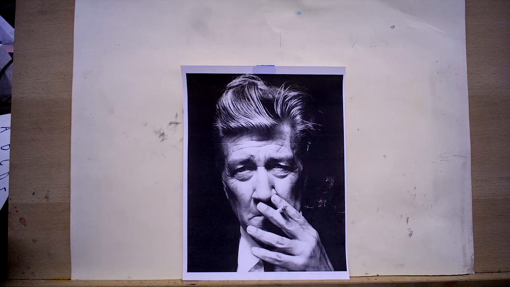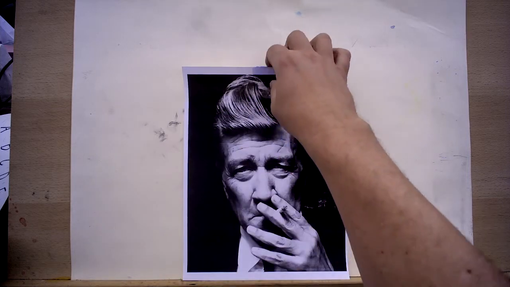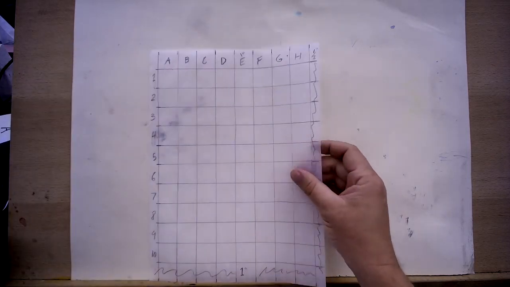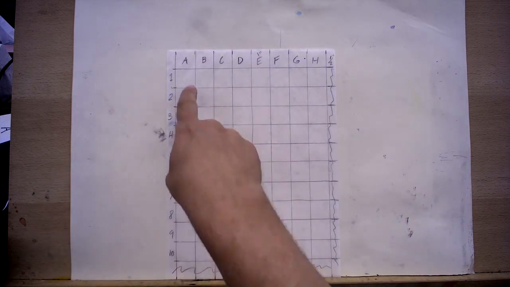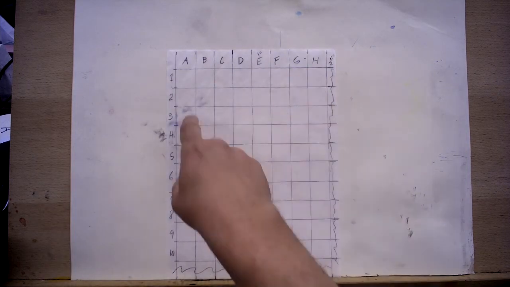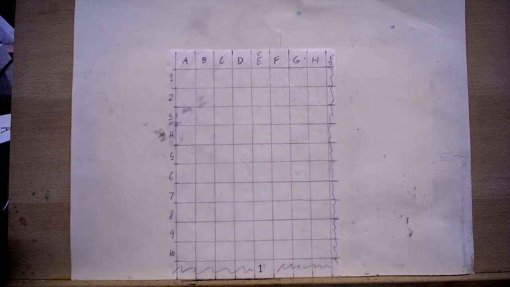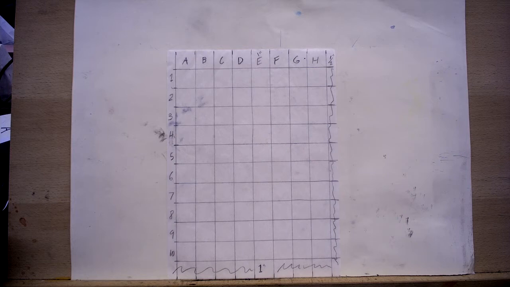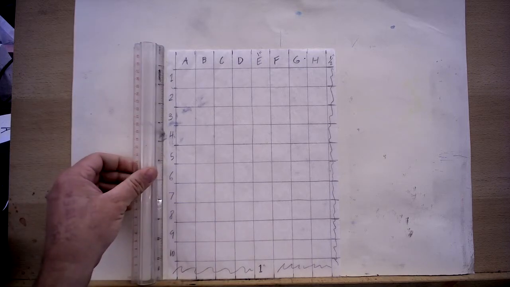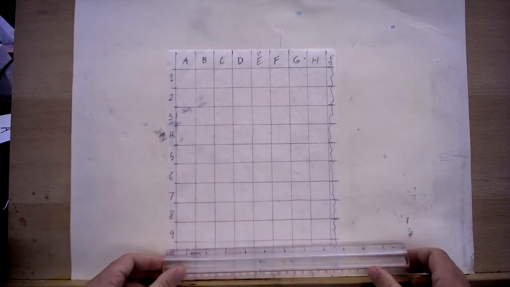So the next thing we're going to do is make an 8 by 10 grid on a piece of tracing paper. So I'm going to give you some tracing paper like this, and you're going to make a 1 inch by 1 inch grid going 8 squares across and 10 squares down. So that's going to make an 8 inch by 10 inch area, but your paper is a little bigger than that, so you have to have a margin.